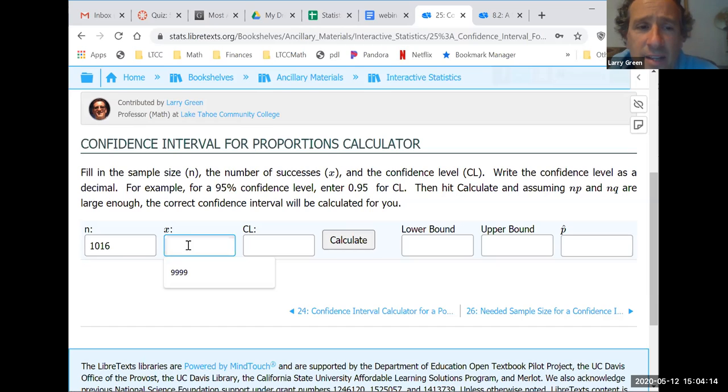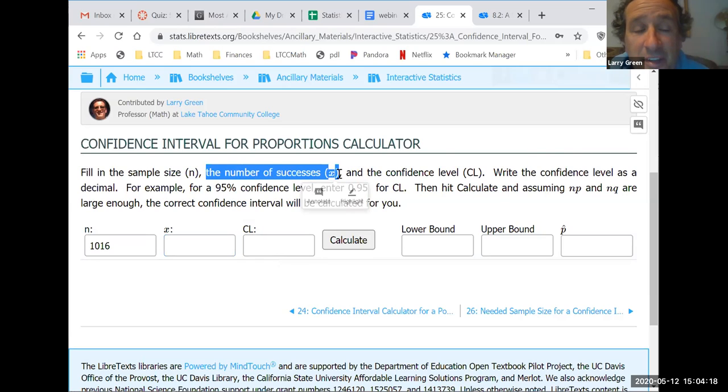Just to let you know, X corresponds, it says up here, the number of successes, which means the number of yes answers. And the word success doesn't mean always a good thing, it just means someone said yes. How do we get the number of yeses? Yeah, we take 0.64 times 1016. Okay, so let's do that.